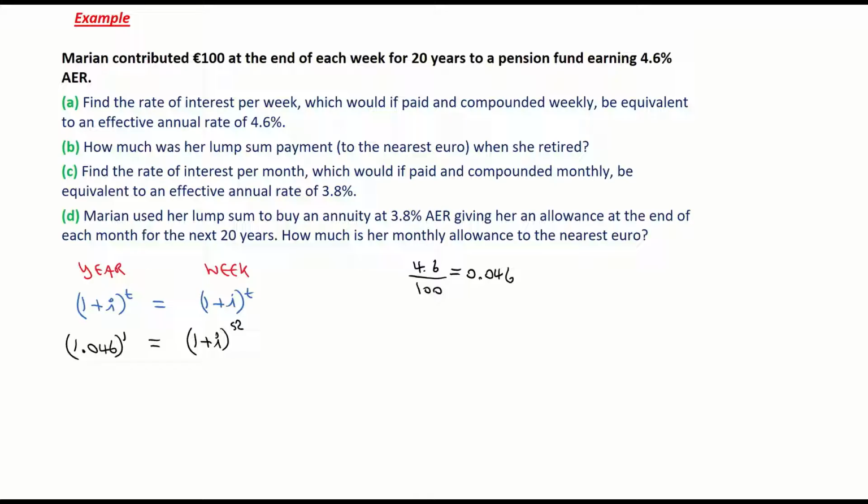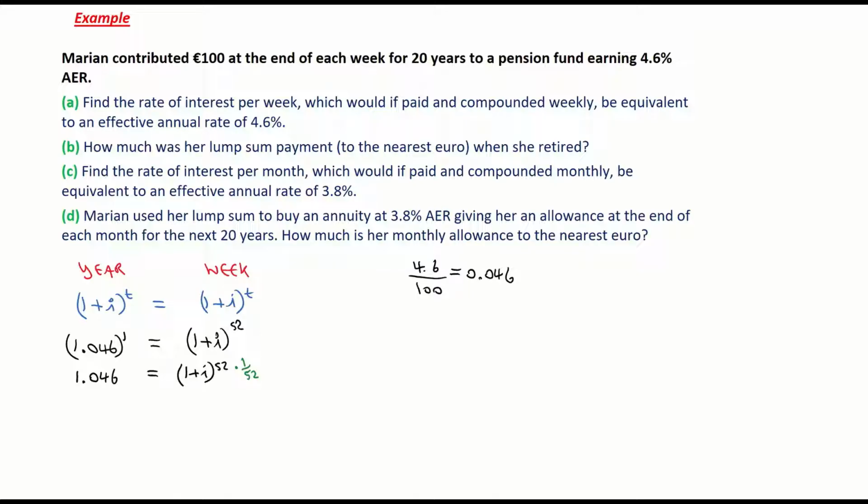Now on the yearly side here on the left, 1.046 to the power of 1 just remains as 1.046 equals 1 plus I to the power of 52. Now that power of 52 is going to be a problem. So I want to get rid of it. How do we get rid of it? So to get rid of that power, we can either find the 52nd root, or you could multiply both sides by 1 over 52, the power of 1 over 52. Because if you multiply 52 by 1 over 52, you'll get 1.